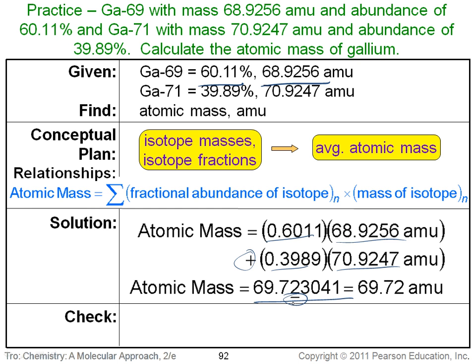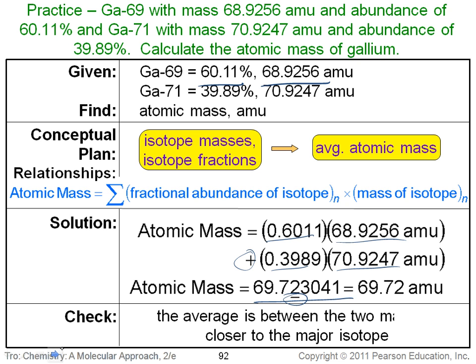Notice they make a note there that they know where your significant figures should lie. So that's why they rounded this off to 69.72. And again, you can check your answer. 68.9 is pretty close to 69. That one must occur more frequently than gallium-71.